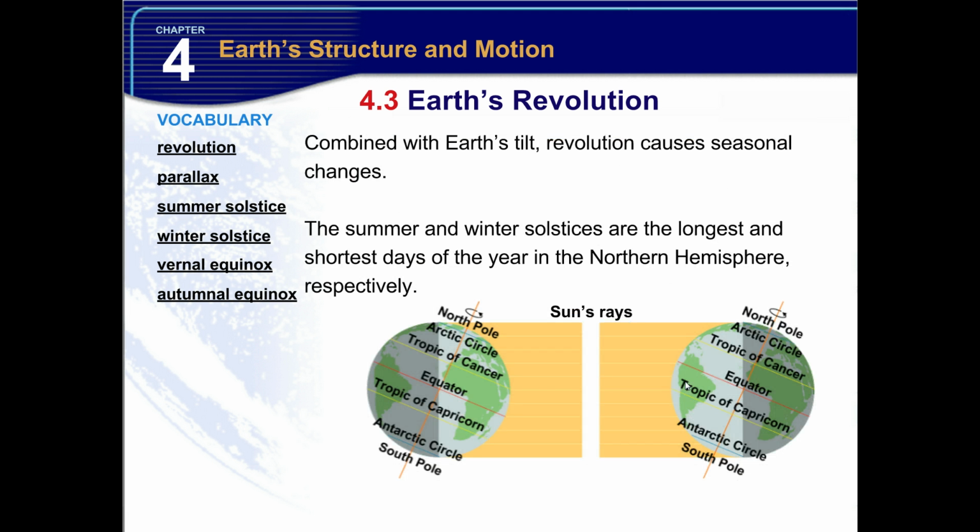Now, combined with Earth's tilt, revolution causes seasonal changes. The summer and winter solstices are the longest and shortest days of the year in the northern hemisphere, respectively. So the summer solstice up in Alaska is 24 hours. There's a day that there's 24 hours of daylight. And this is June 21st or 22nd, depending on the year. And the winter solstice is 24 hours of darkness, December 21st or 22nd, depending on the year.